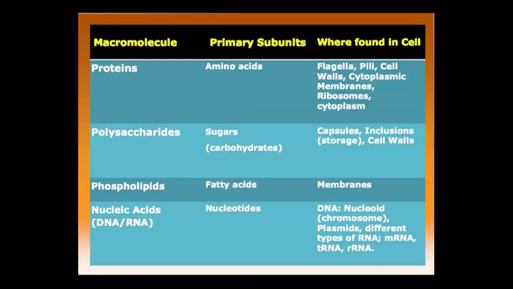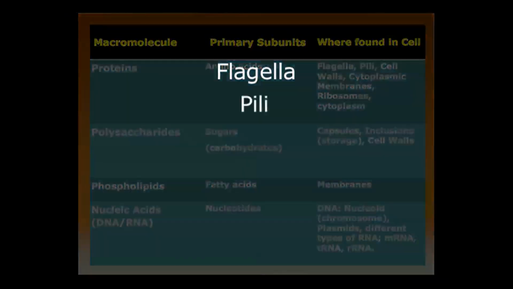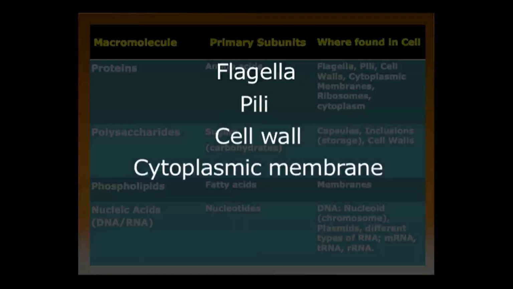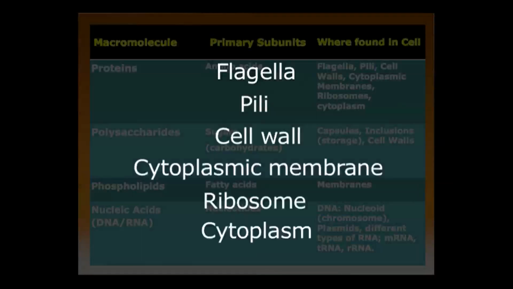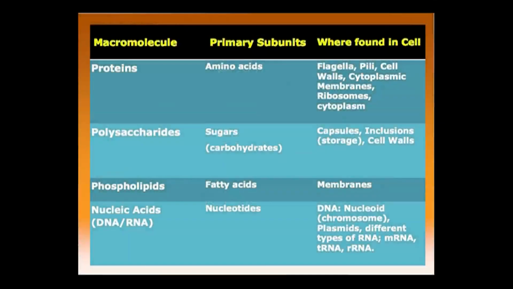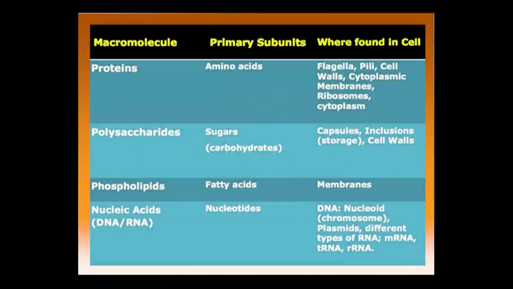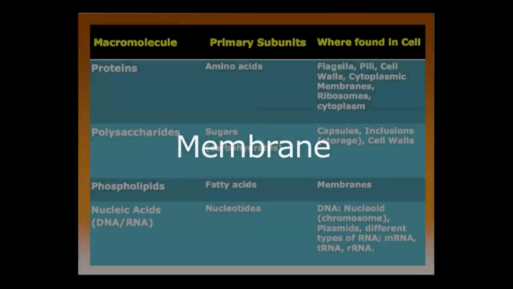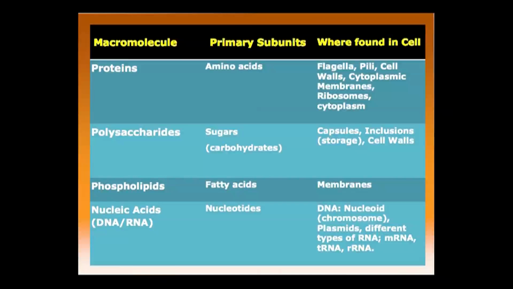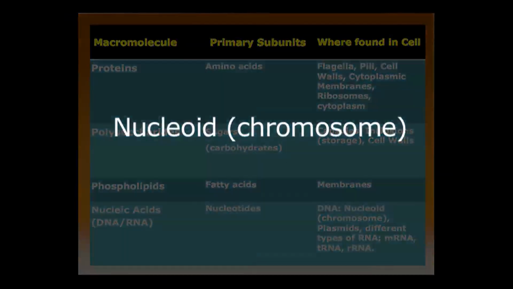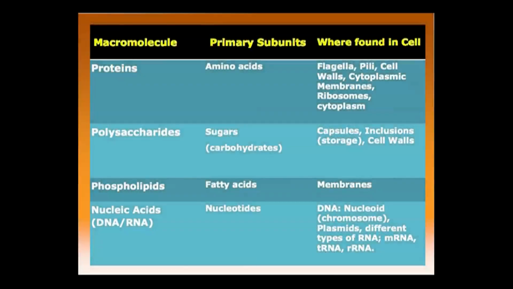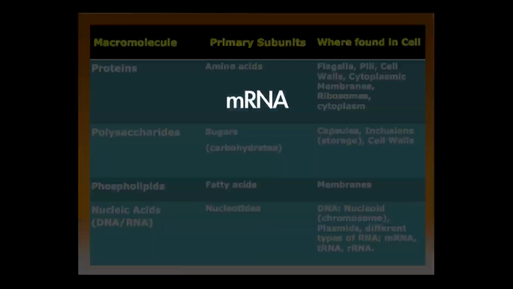Proteins are found in flagella, pili, cell walls, cytoplasmic membrane, ribosomes as well as inside the cytoplasm. Polysaccharides are found in capsules, inclusions and cell walls. Phospholipids make the cellular membrane. Nucleic acids are of mainly two types, DNA and RNA. DNA may be the chromosomal as well as plasmid. There are three different types of RNA, mRNA, tRNA as well as rRNA.